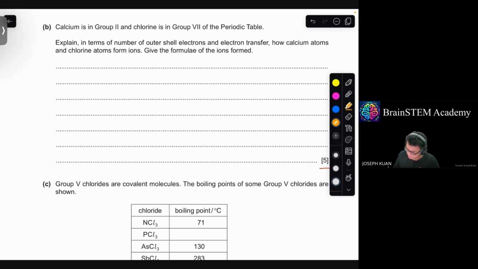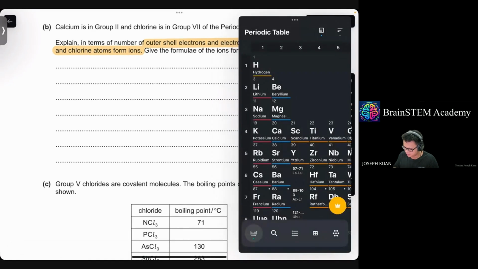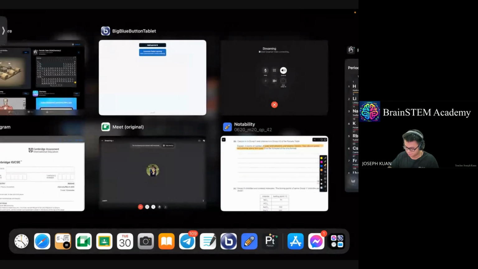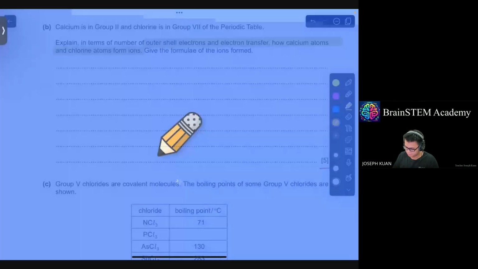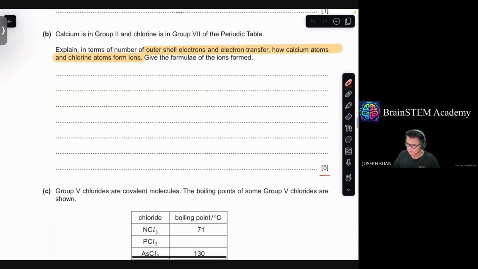So the question is asking for how the atoms form ions in terms of outer shell electrons and electron transfer. So let's stick to the question. Oh, the app is not working. Wait. It started to be fine now. Right. So allow me to outline this, but in exam, please write them in full sentences.